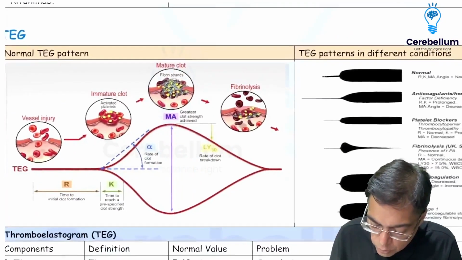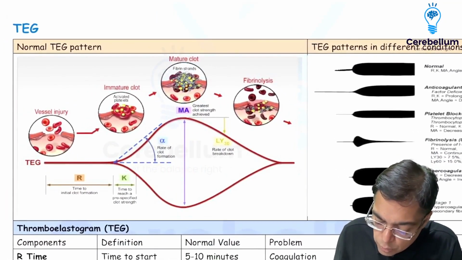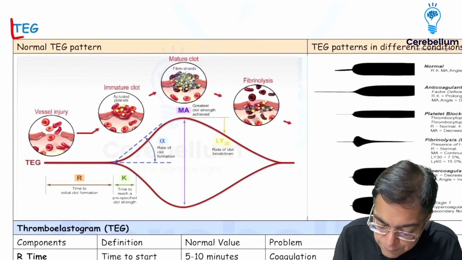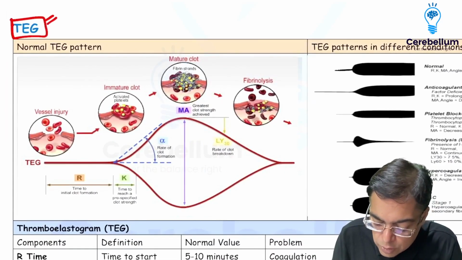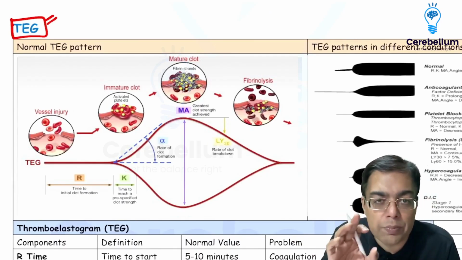Talking then about the concept of thromboelastography. Thromboelastography is an example of a single test which is being done in emergency surgery, orthopedics, gynecology. Typically, why is it being done?